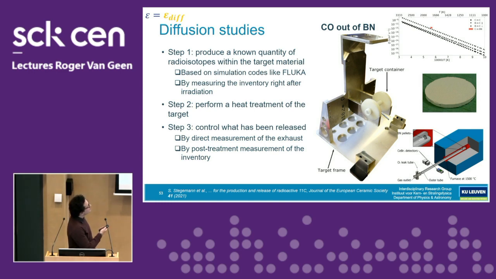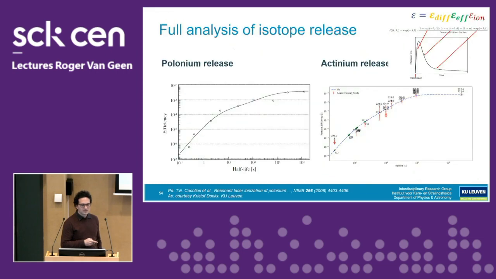From that study, he was able to determine the diffusion coefficient in his boron nitride target, and that matched very well with that of boron in carbon. So carbon in boron nitride behaves like boron does in carbon, which was quite an interesting observation. So with that, you technically should be able to have the full analysis.